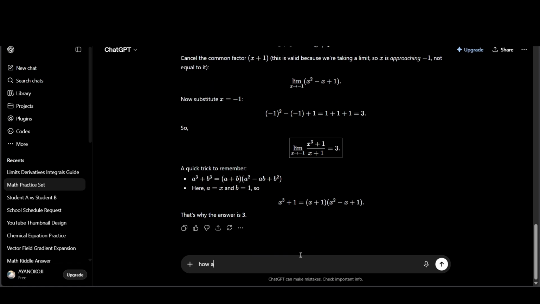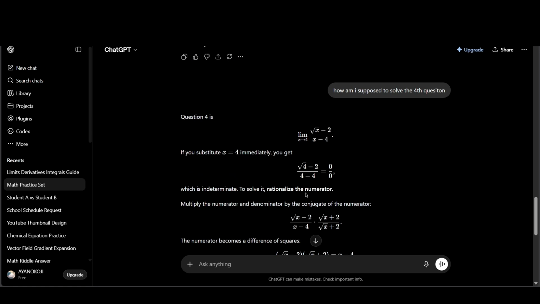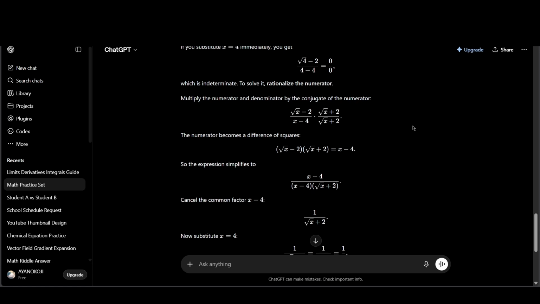I'm going to go to my trusted assistant and ask if I am supposed to solve the fourth question. It says to get zeros in the determinant. To rationalize the numerator, we need to have a difference of squares. Okay, I don't know what that is. I don't know how that relates to this specific example, because there's a square root.